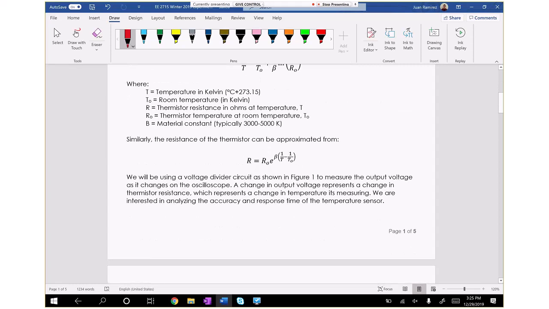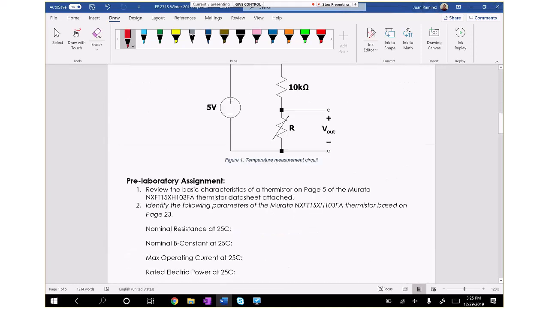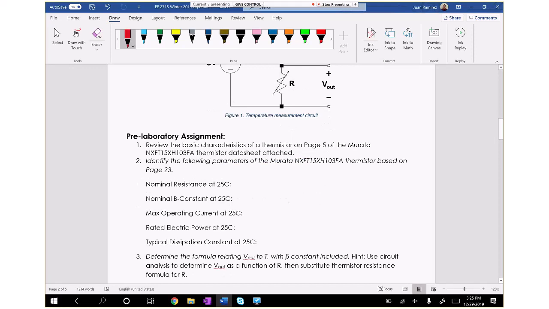I'll skip a little bit of information for now, but I'll usually put in italics something that requires you to input information into the document. So in pre-lab assignment task 2, I want you to go into the data sheet and identify the following parameters and type them into this document. That's what italics means: go ahead and do something, and once you've done it, take a picture, or if you did a calculation, show the calculation or show the value in this document.